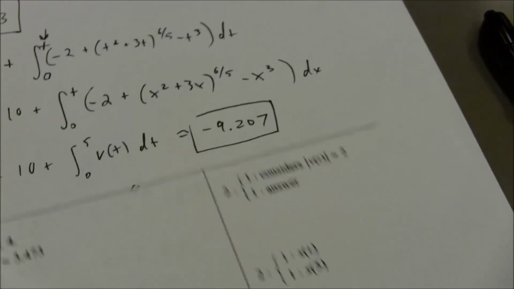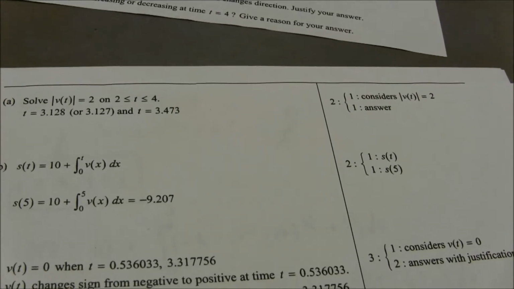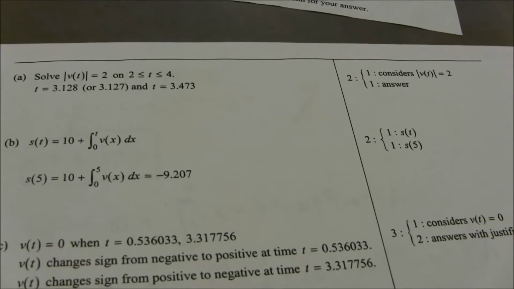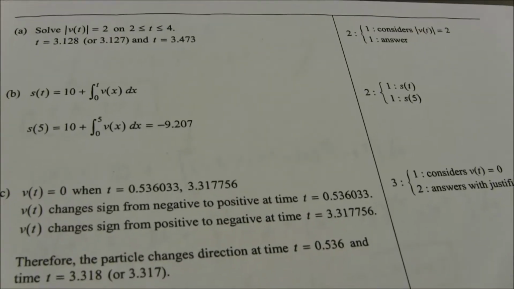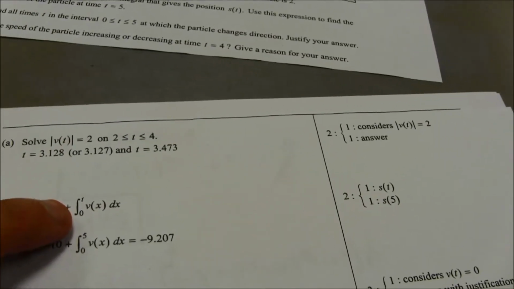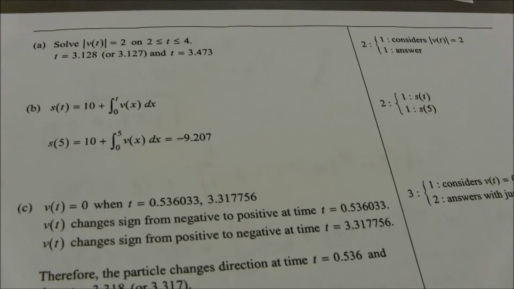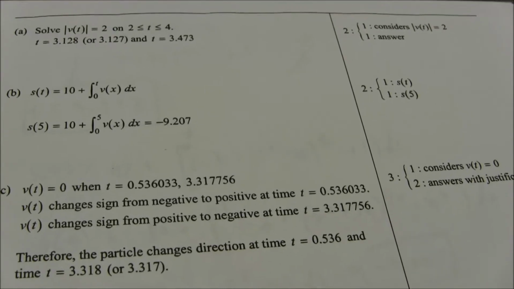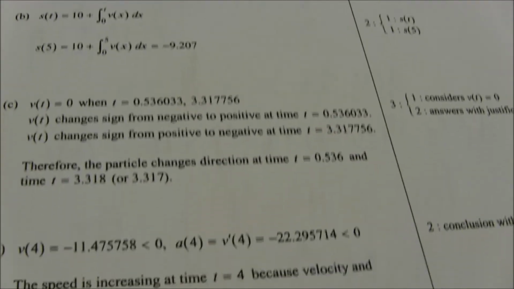Okay, so we can take a look at the solutions here. To the first part, you pick up 2 points for setting the absolute value of v equal to 2. So just writing that down, even if you can't solve it, gets you 2 points. You can see our integrals there, including the integral function. You can see that they did change the variable there. So t is the input, but they changed x, the integral variable, to be something else.